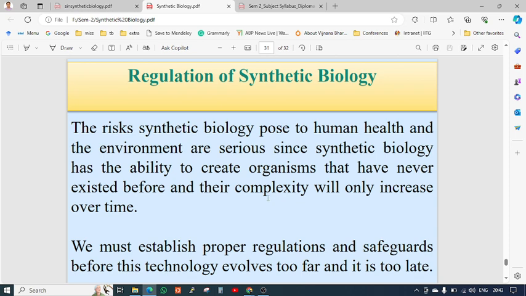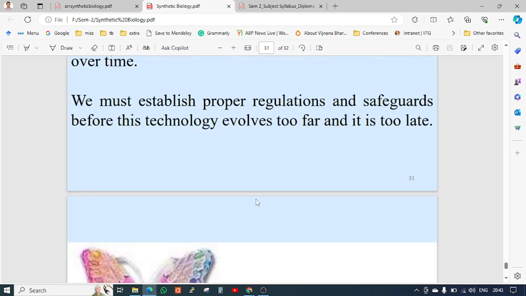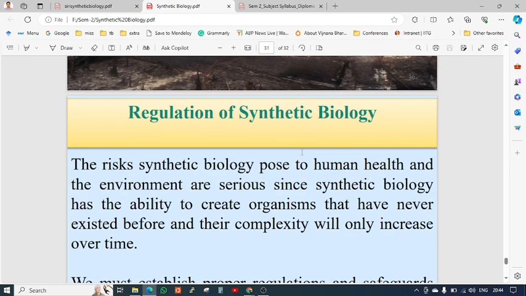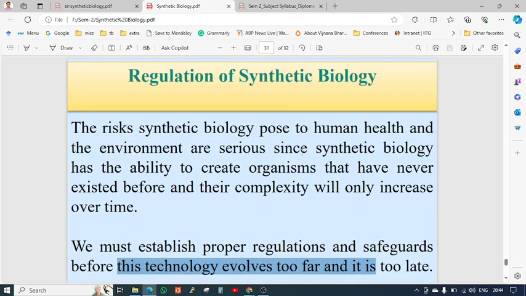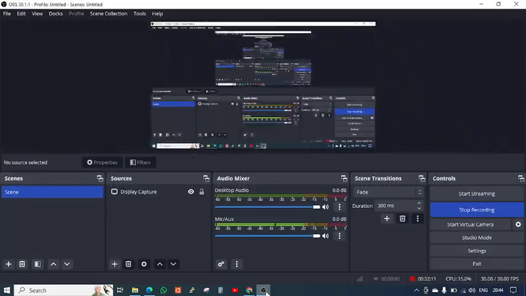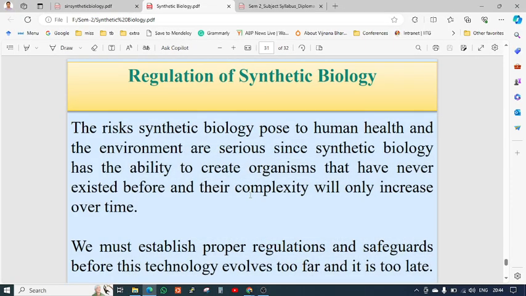The best example, a live example, is coronavirus. So we must establish proper regulation to safeguard this technology before it is too late. That means we have to make some regulations on developing synthetic organisms, because this synthetic biology is a threat to biodiversity and human beings if it is uncontrolled.